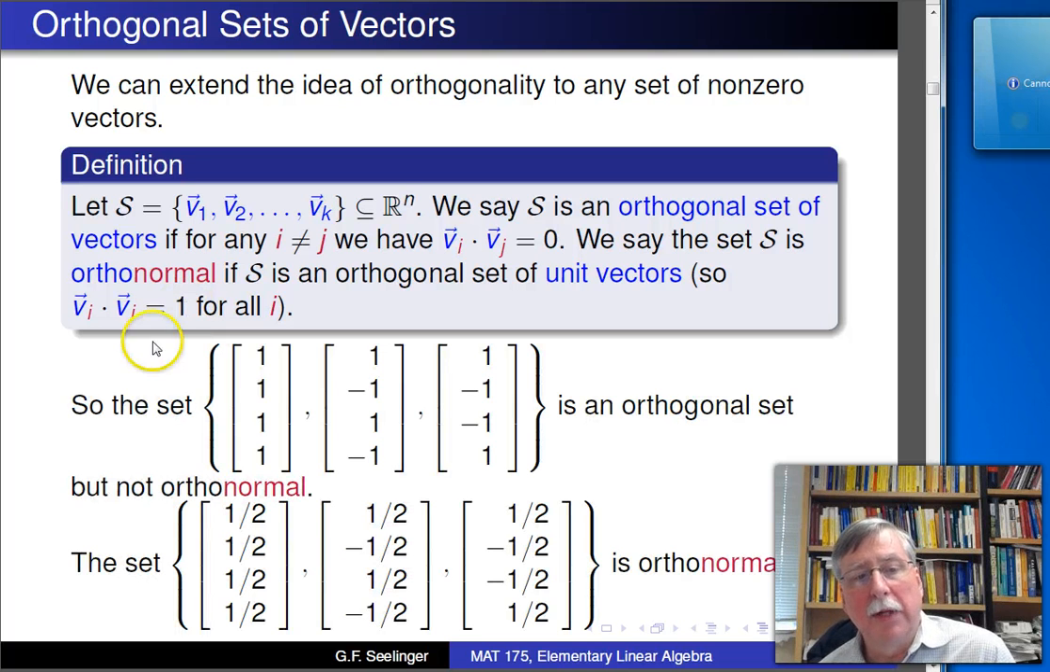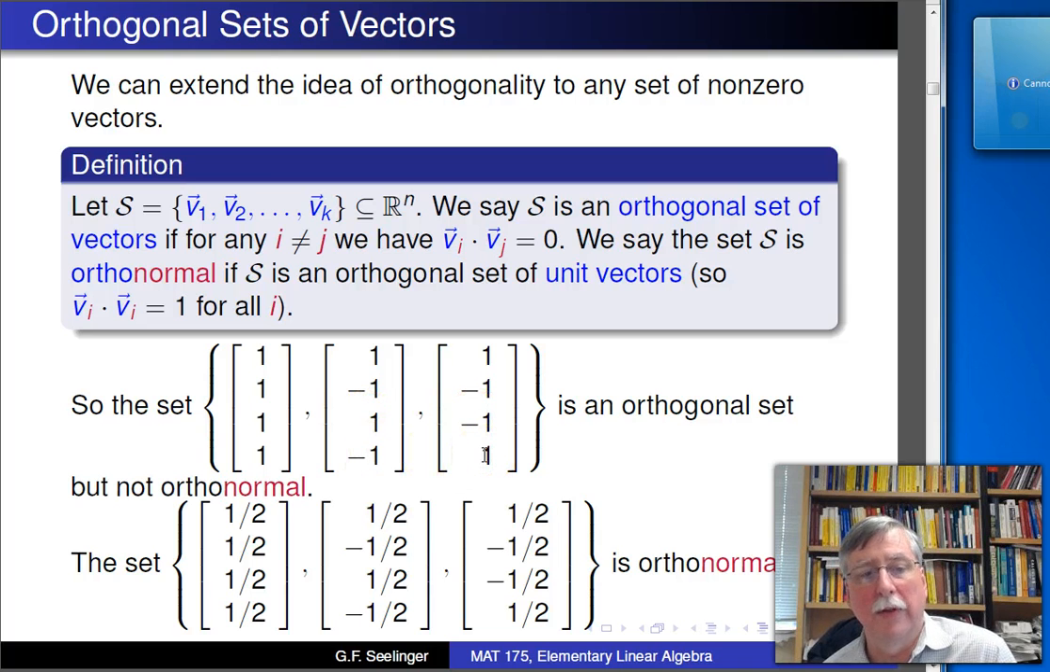An example of an orthogonal set would be something like this: 1, 1, 1; 1, 1, negative 1; negative 1, negative 1, 1; negative 1, negative 1, 1. You can check that if I take the dot product of this vector with either of these two, it's going to be 0. And when I take the dot product of these two vectors, what do I get? I get 1, 1, negative 1, negative 1. When I add it all together, I get 0.